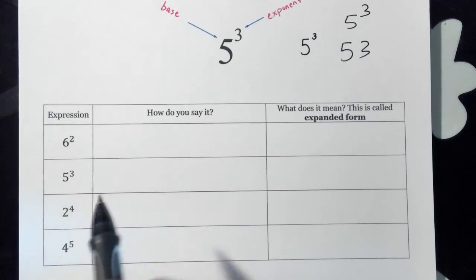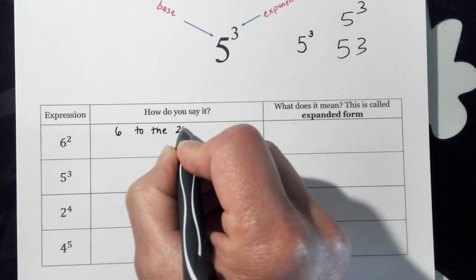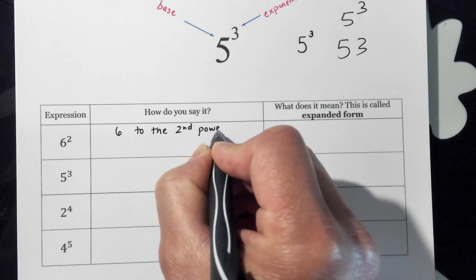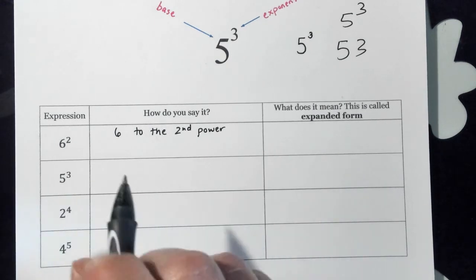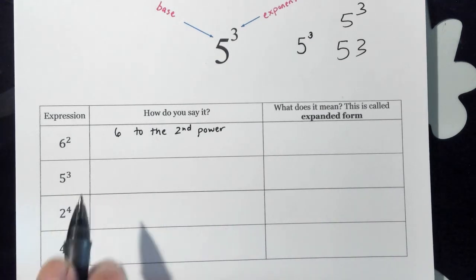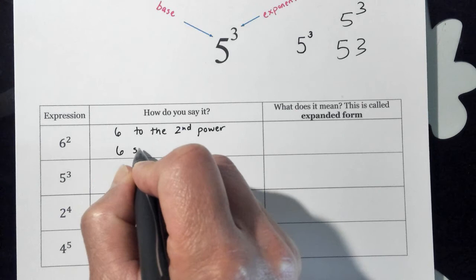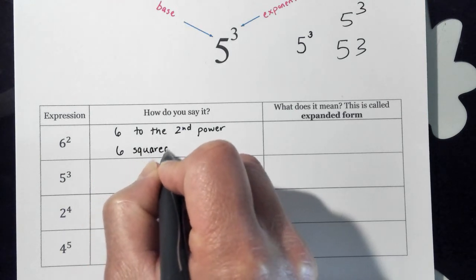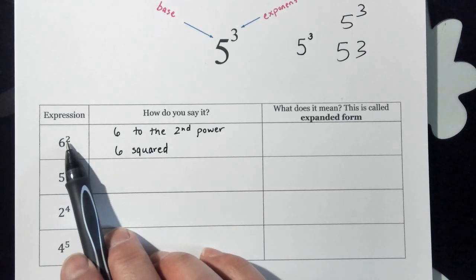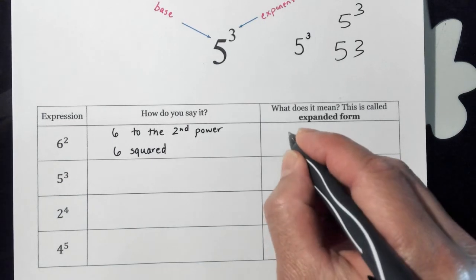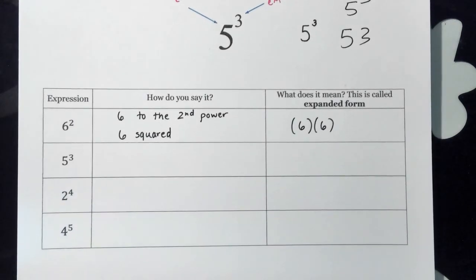6 to the second power. And a lot of times we don't even say power, we say 6 to the second. And you're probably familiar with the more common way to say this, which is 6 squared. Voila! And what does it mean? It means that there are two factors of 6. I'll talk about why I'm using parentheses in a minute, okay?